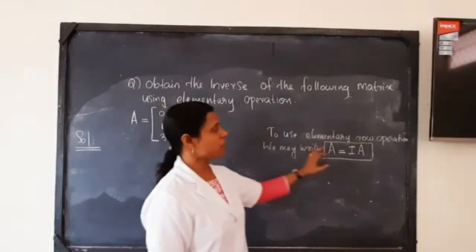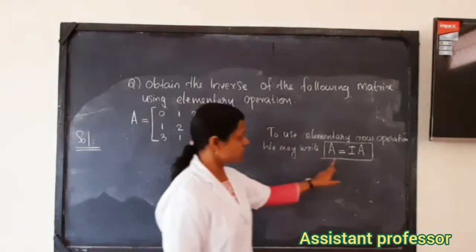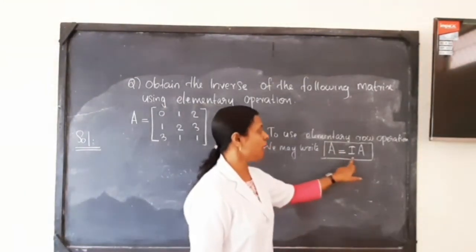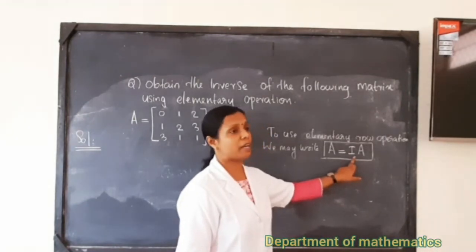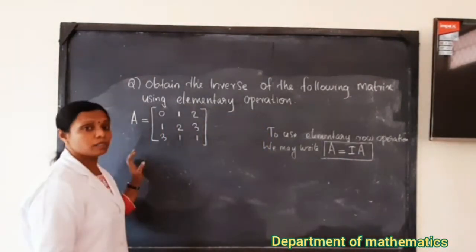To use elementary row operation, we may write A is equal to IA, where I is the identity matrix. Here I is of order 3.